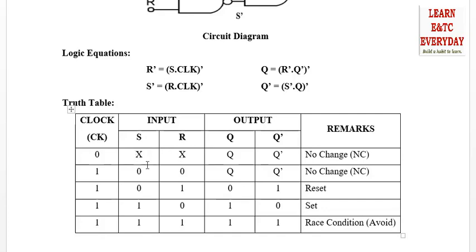X is called a don't care term. So when clock equals 0, S equals R equals X, where X is don't care, then the flip-flop output remains in the previous state. So the flip-flop holds its state. The flip-flop doesn't change its state.